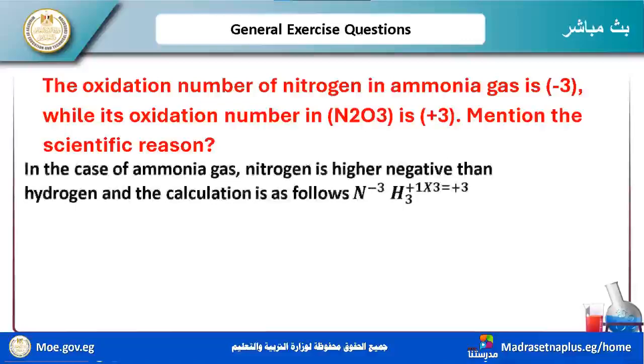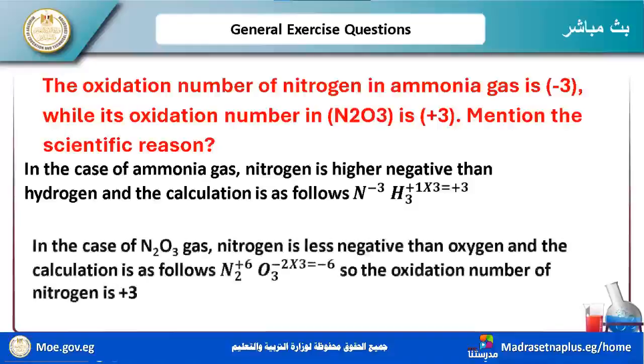In this case, we have nitrogen in ammonia gas, NH3, which is bonded with hydrogen. The electronegativity of nitrogen is more than the electronegativity of hydrogen, so nitrogen takes a negative sign and hydrogen takes a positive sign. In this case, ammonia's nitrogen is -3 in this example, and hydrogen is positive: 1 times 3 equals +3.